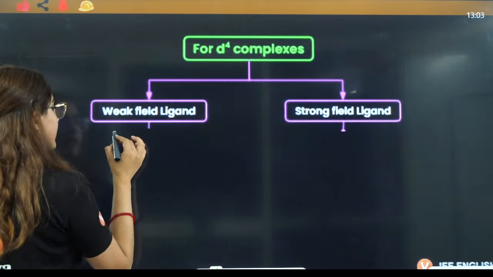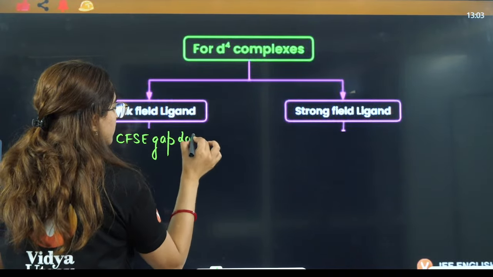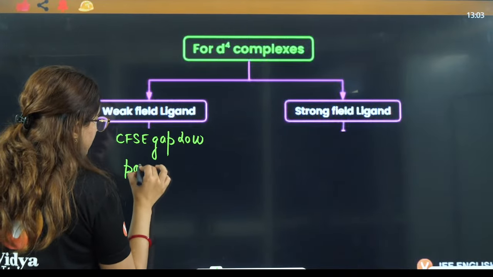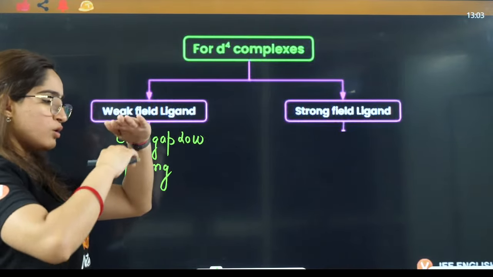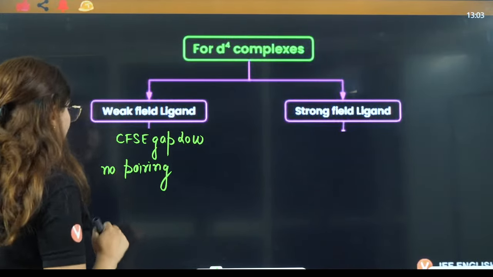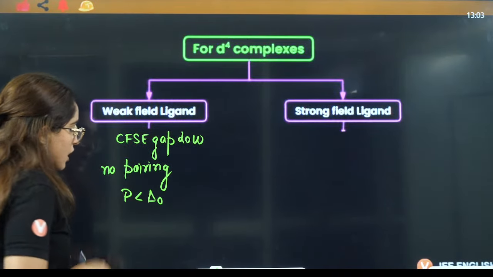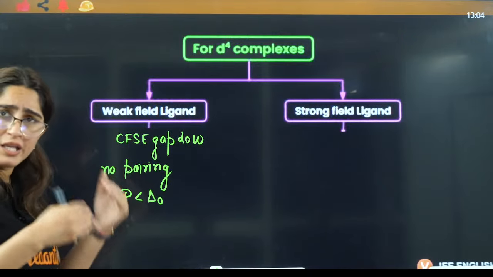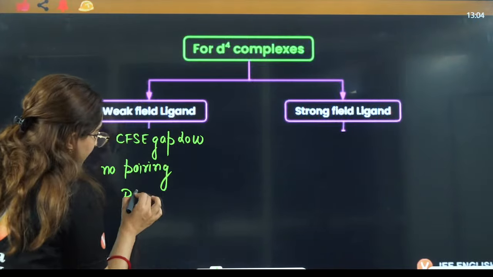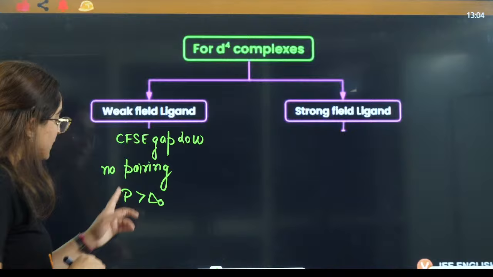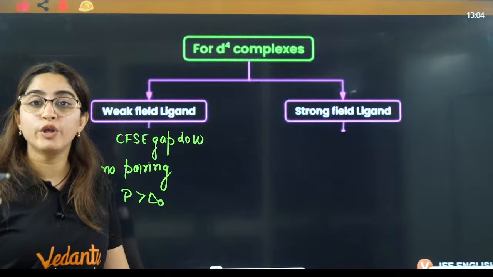If I say weak field ligand, that means CFSE gap is low. That means no pairing will take place, because the gap is very low, so you can easily jump to the next level. That means pairing energy is definitely greater than delta O. The pairing energy is so much high that you are not able to use your money.